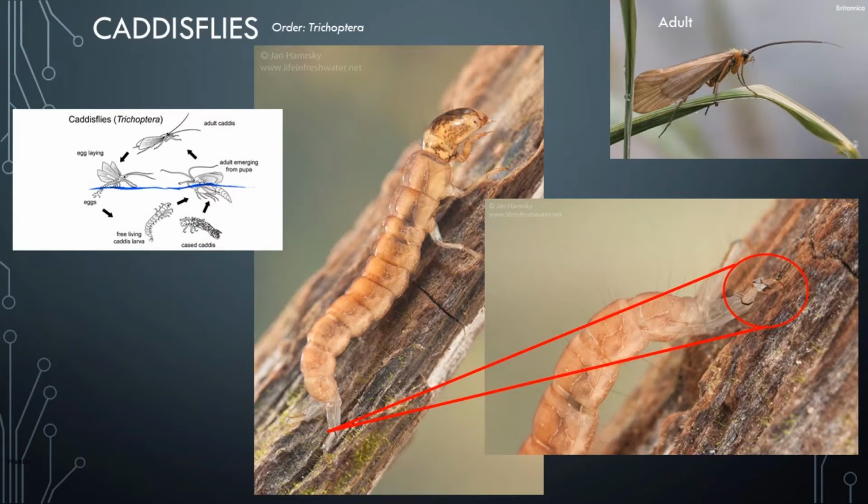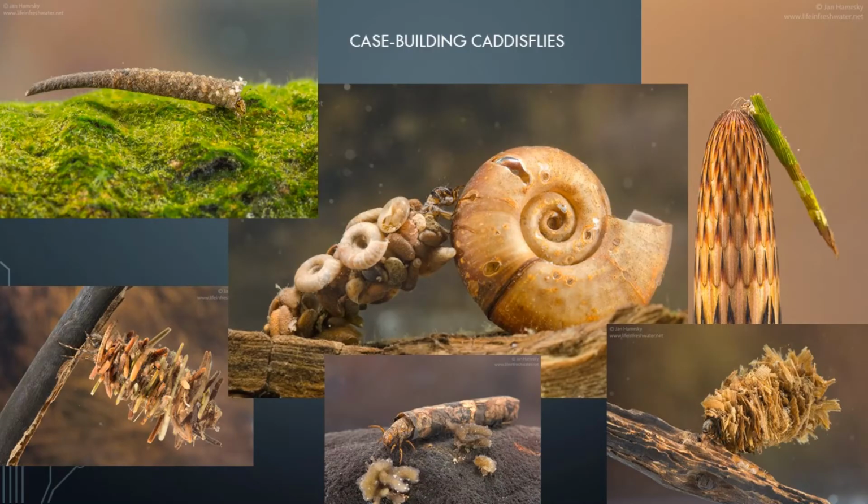Their main ID features include an anal hook at the end of their abdomen instead of a tail, and very small antennae that are often invisible without a microscope. Another really cool feature is these portable cases that are made from surrounding materials that cover the caddisfly larva in a small portable house. They are really incredible and can be made up of all kinds of materials.